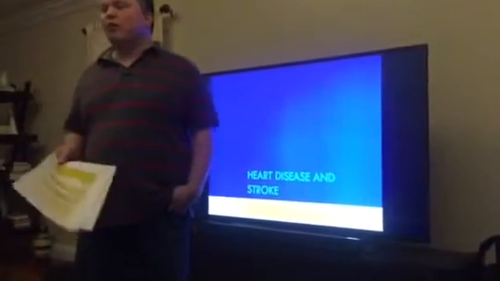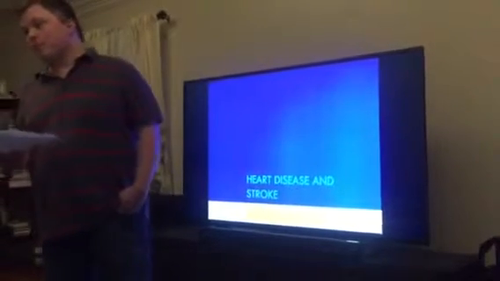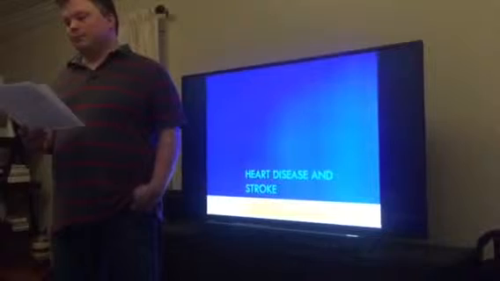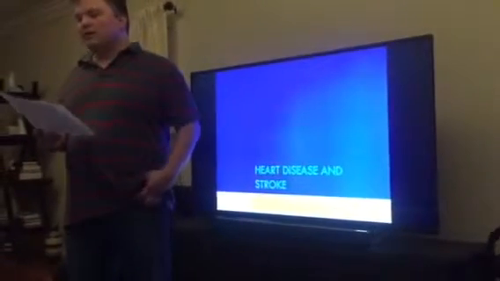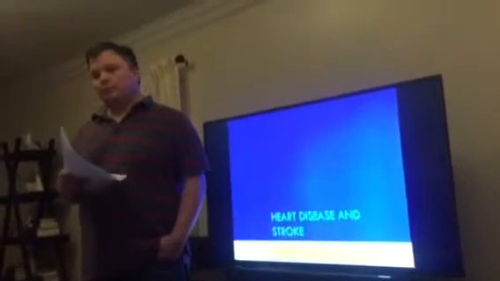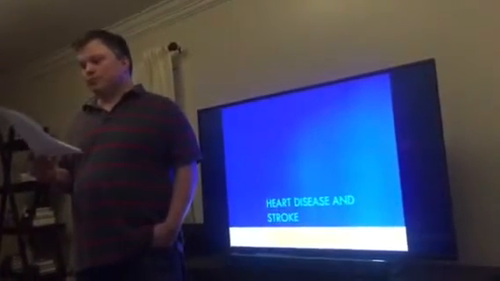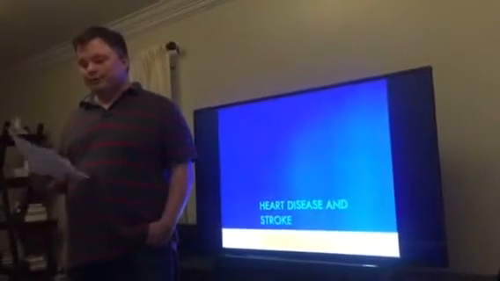List at least 2 modifiable risk factors for heart disease and stroke. High blood pressure, diabetes. High cholesterol. Very good. List at least 2 unmodifiable factors. Age, hereditary, race, previous strokes. Very good.